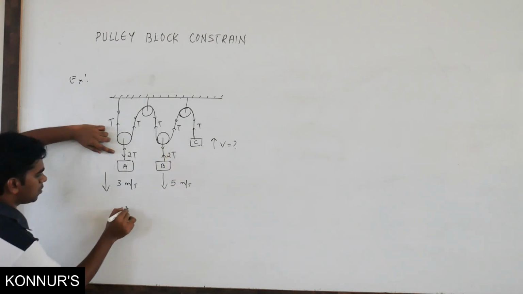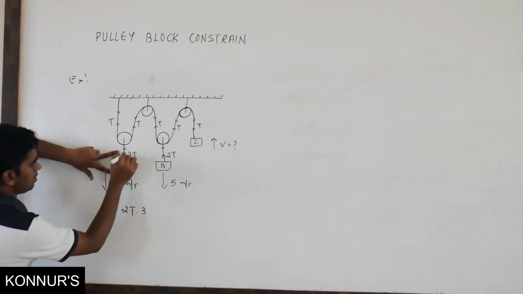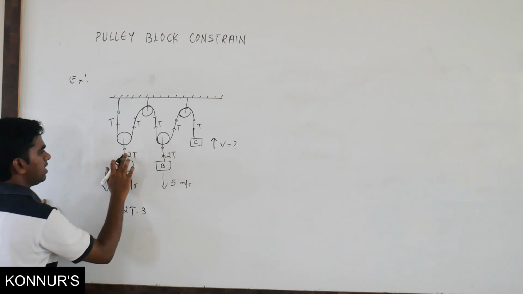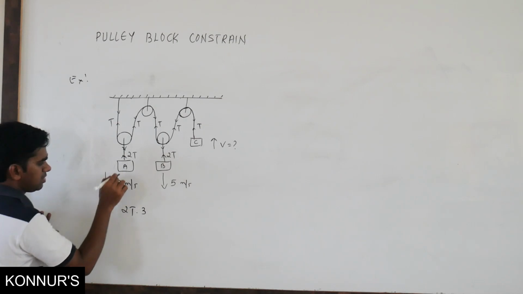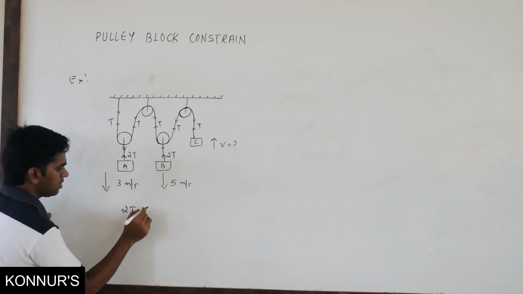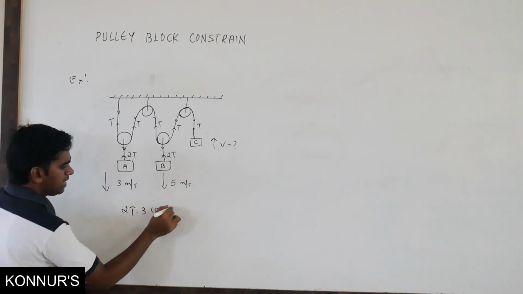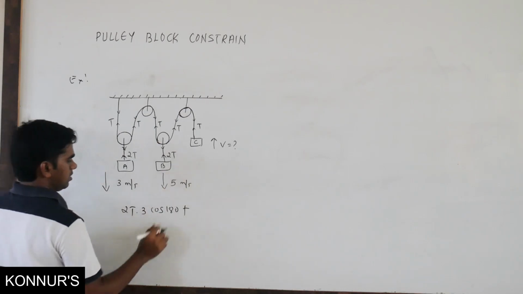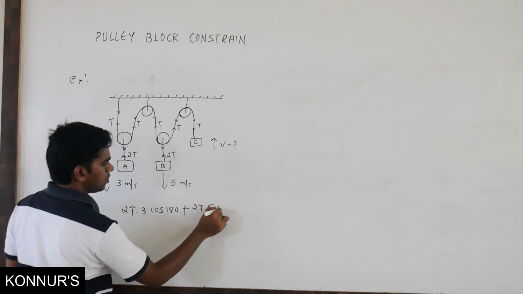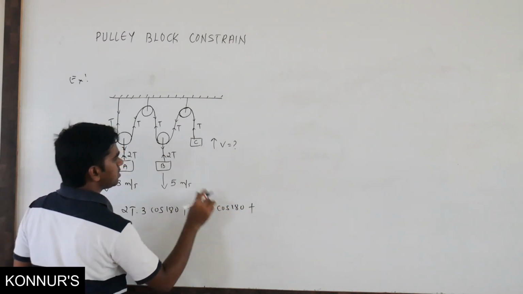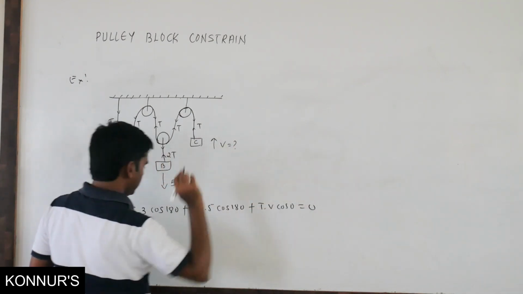Here 2T, what is the velocity into 3? It is in upward direction. Tension is in upward direction here. So acceleration or velocity is in downward direction. So what you can write? 2T into 3 cos 180 plus here 2T into 5, again opposite direction. So cos 180 plus these two are the same direction. So T dot V cos 0 equals to 0.